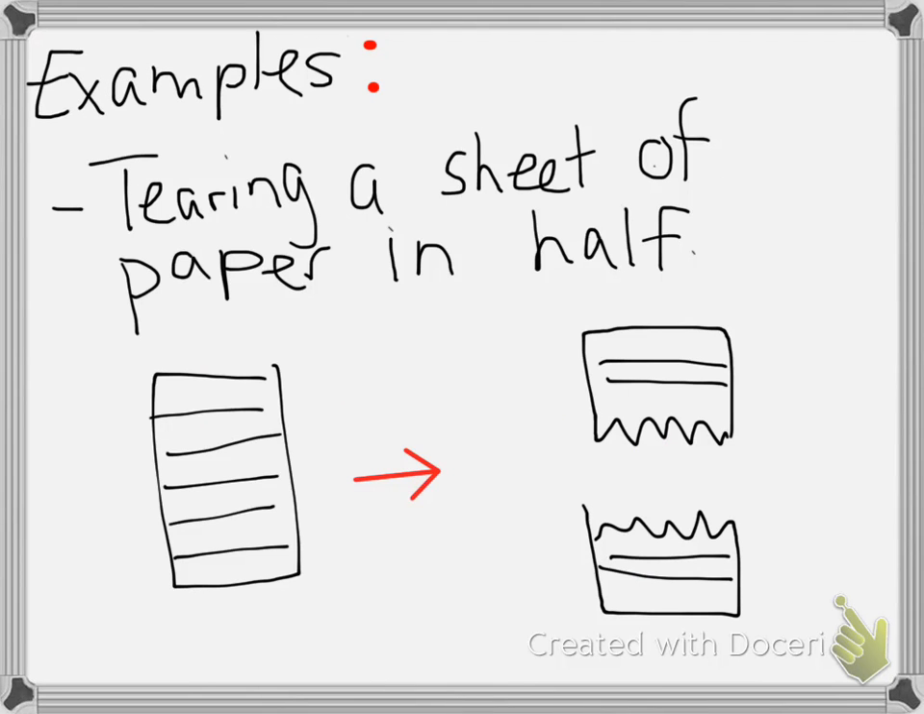Another example is tearing a sheet of paper in half. Now, this piece of paper, we wouldn't be able to put it back together the way it was before without tape or glue or something like that, but the paper itself is still paper. The only thing that's changed is the shape and the size of it. Other physical changes that you could do with this paper is you could crumple it up into a ball. The only thing that's changed is the shape and the size. Nothing chemically has changed about it.